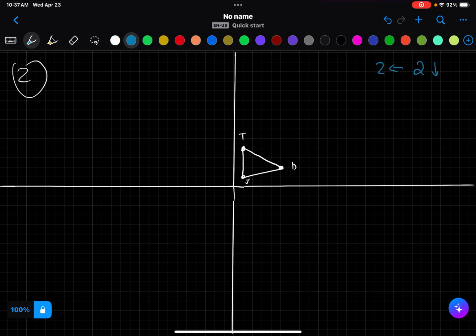So let's move every single point. Moving point T, 2 left, 2 down is right here. Moving J, 2 left, 2 down is here. And moving D, 2 left, 2 down is right here. So now just connect your dots, and congratulations, that should be your new triangle. Pause that if you need to, and we're going to move into number 3 here.